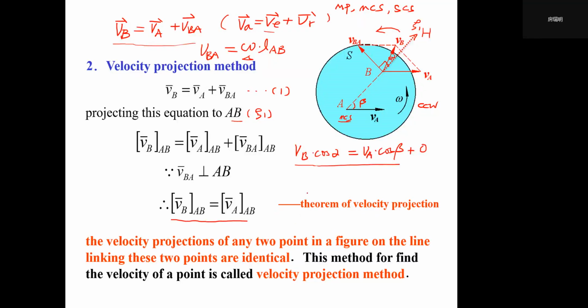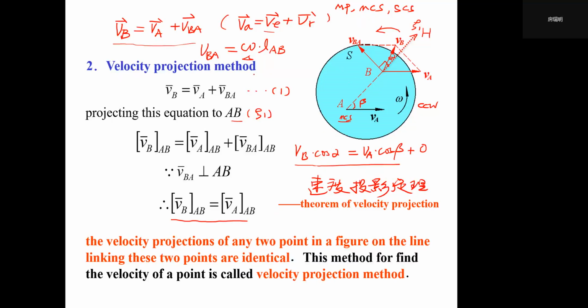We call that the theorem of velocity projection. In Chinese, we call that 速度投影定理. 速度 means velocity, 投影 means projection, and 定理 means theorem, like a principle, right? Because this VBA direction is always perpendicular to the link line AB, when we do this projection, we will find this relationship.